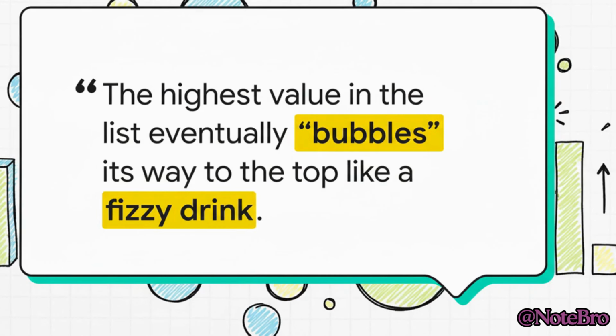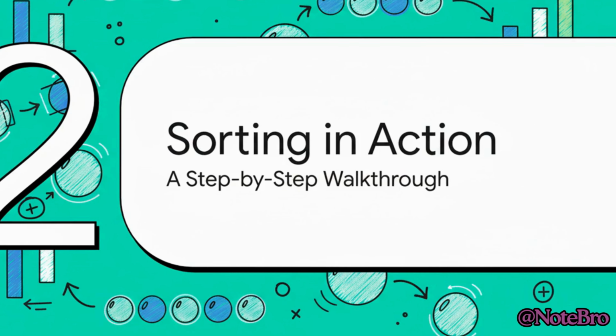And that is where it gets its awesome name. Just picture it. Think of the biggest numbers in the list as bubbles in a fizzy drink. What do they do? They naturally rise to the top, right? Well, that's exactly what happens here. With every single pass the algorithm makes, the next biggest number bubbles its way up to its correct spot. Okay, seeing it is one thing, but seeing it in action is way better. So let's do a step-by-step walkthrough and watch how this actually works.